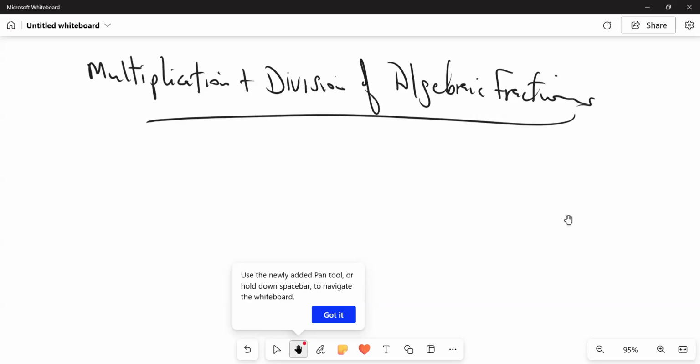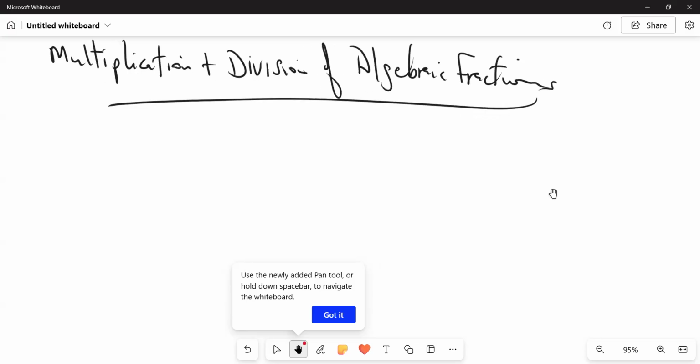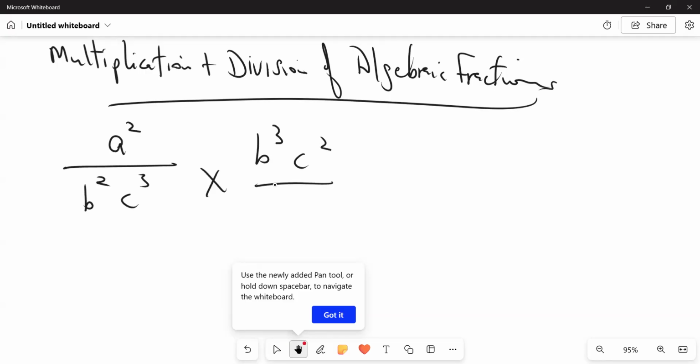So I'm not going to do too many of them. I'm just going to open up your appetite for it. And then when we do indices, you'll see how it becomes even easier, right? So let's start with a little example. Let's say we want to simplify a square over b square c cube, and I want to multiply that by, maybe, b cube c square over, let's say, a.